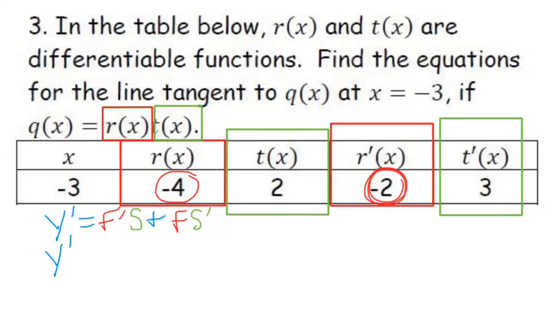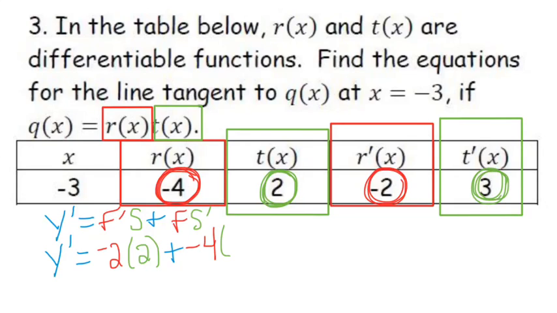Sorry about that. So I have y prime is equal to negative 2 times my s, and so regular s is found here. There's my positive 2. And I'm going to add that to my first, which is my negative 4 here, times the derivative of my second, which is found all the way over here. And when I simplify, I get negative 4 minus 12 is equal to negative 16.